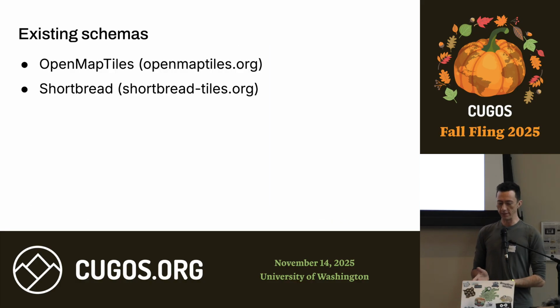There are a couple of existing schemas for vector tiles that are open source and publicly available and that you can use to make vector tile maps. OpenMapTiles and Shortbread. Both of these projects are great. They're really mature. They're very well documented. They've been around for a long time. They're really widely used. There's lots of open source example map style sheets that are compatible with both of these tile schemas. And you can use those to make your own maps. You can use them as a starting point and customize them.